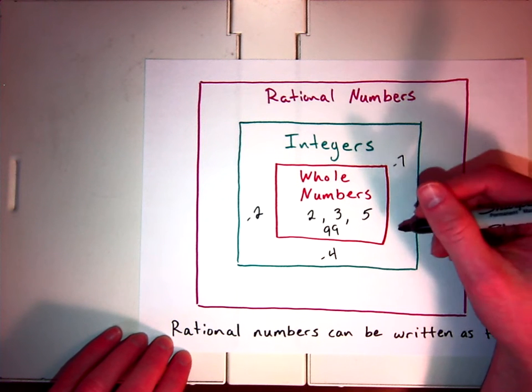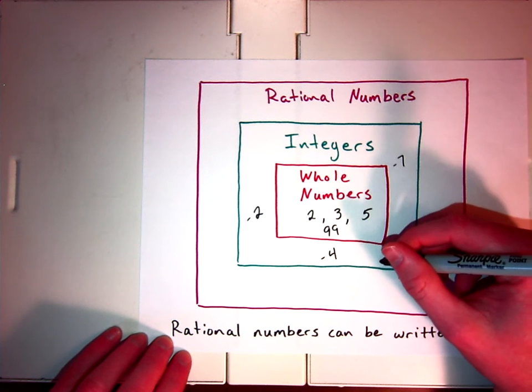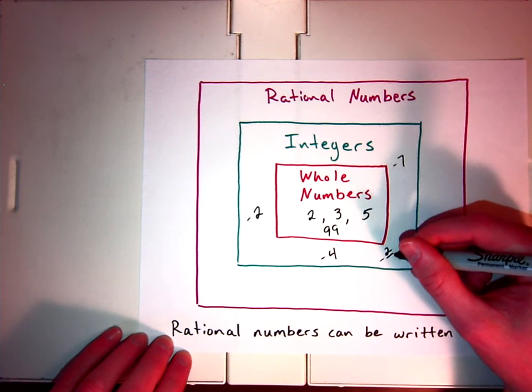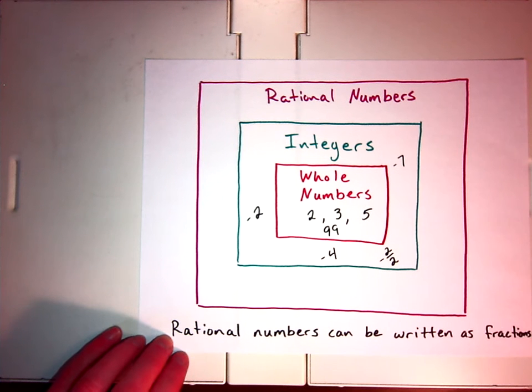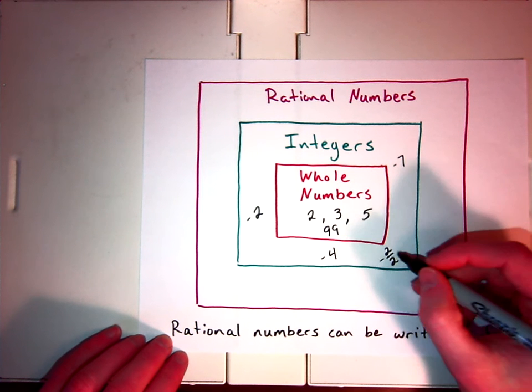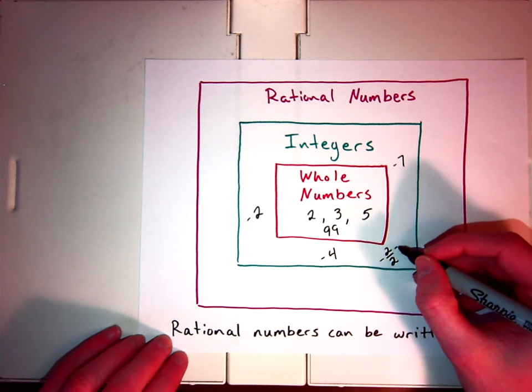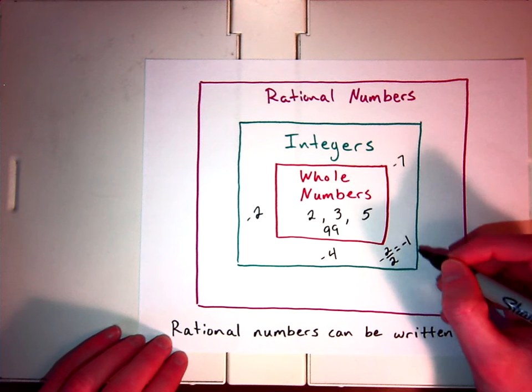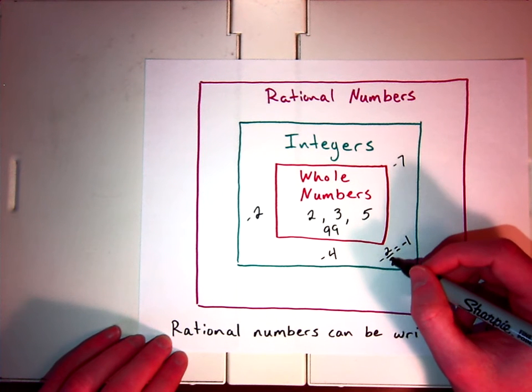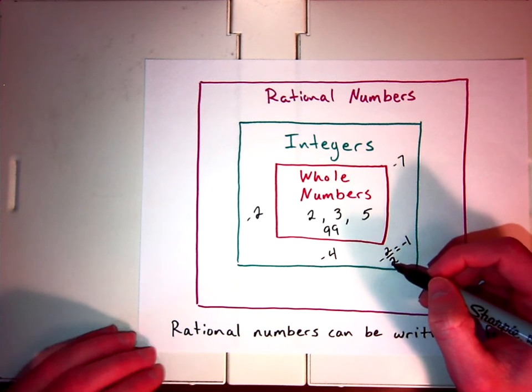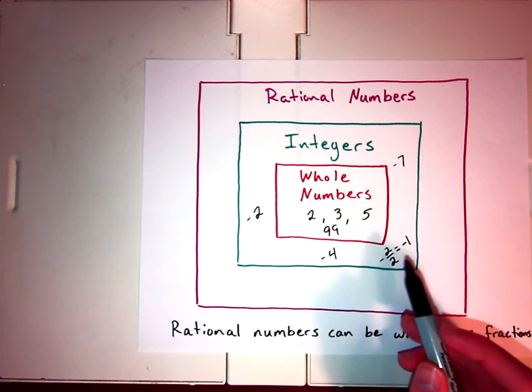Something that sometimes can trip up some students is something like this. Remember, I told you that integers do not include fractions or mixed numbers, parts of a whole. But notice -2/2. What does 2/2 really equal? 1. So that's not part of a whole. It is the whole. So it's a whole -1.